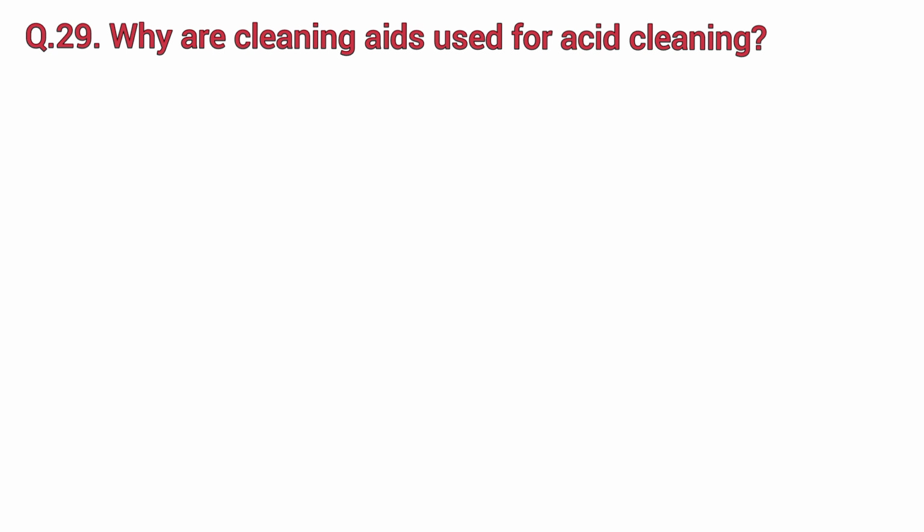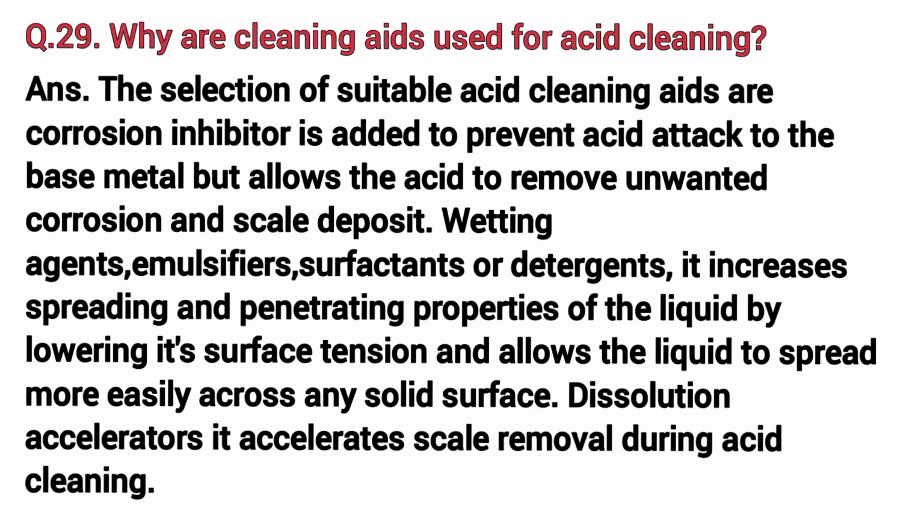Why are cleaning aids used for acid cleaning? Cleaning aids or corrosion inhibitor is added to prevent acid attack on the base metal but allows the acid to remove unwanted corrosion and scale deposit. Wetting agents, emulsifiers, surfactants or detergents increase the spreading and penetrating properties of the liquid by lowering its surface tension and allow the liquid to spread more easily across any solid surface. Dissolution accelerators accelerate scale removal during acid cleaning.